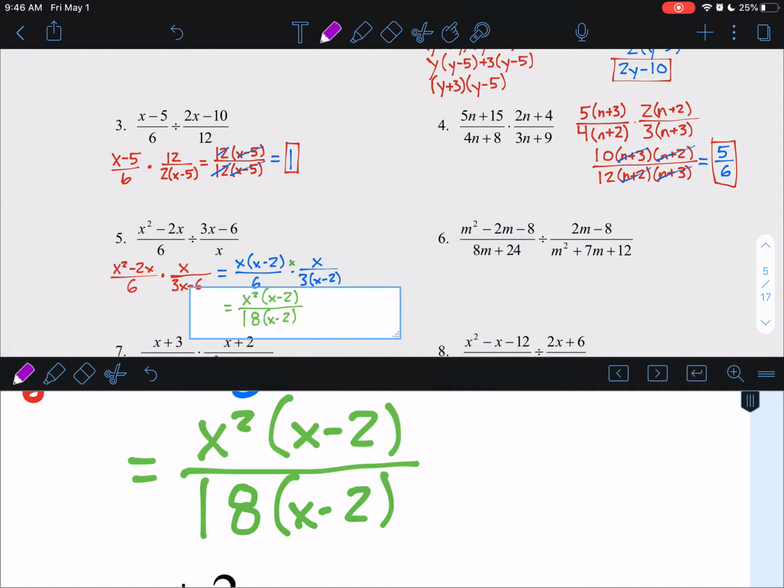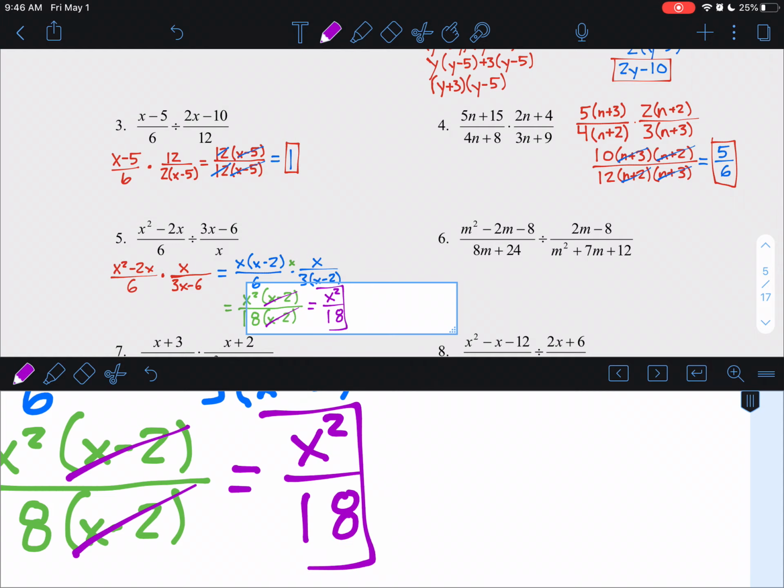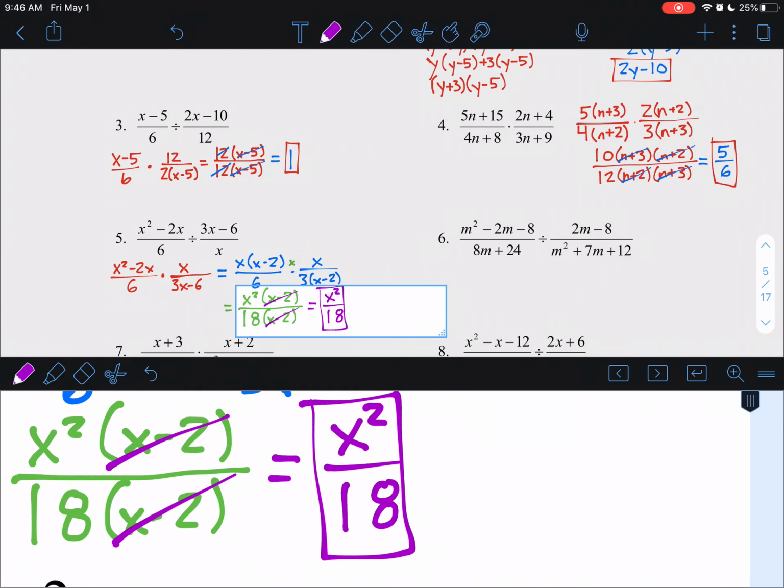And I cancel things out. The only thing I cancel out is x minus 2 over x minus 2. And all I'm left with is x squared over 18, which means my solution is x squared over 18. So yeah, x squared minus 2x over 6 divided by 3x minus 6 over x is x squared over 18. That's all we got to do.